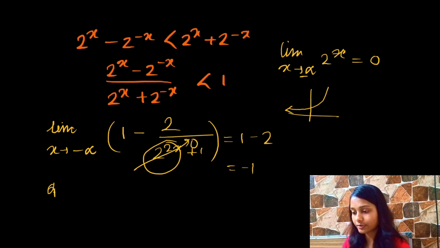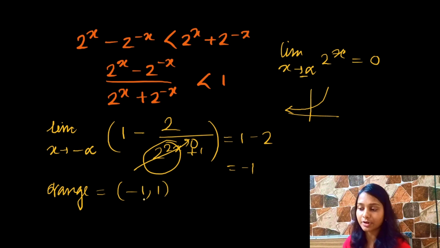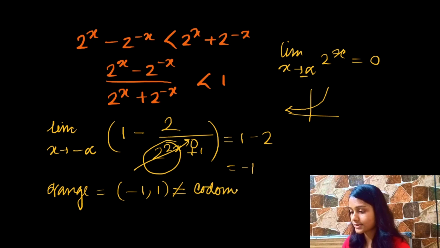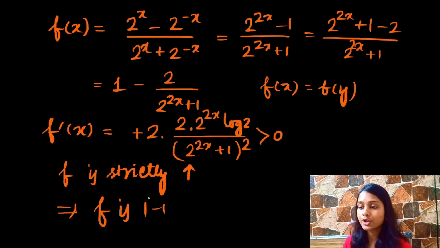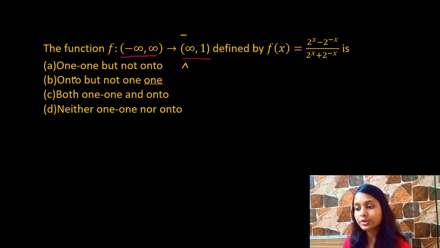So the range of this function should be minus 1 to 1, as this function is an increasing function, so it must increase from minus 1 to 1. So this is not equal to the codomain, as the codomain is minus infinity to 1. So this function is not onto. However, from here we can see that the function is one-one. So let us now come to the options. The function is one-one, but it is not onto. So which option is correct? Option A is the correct option for this question.